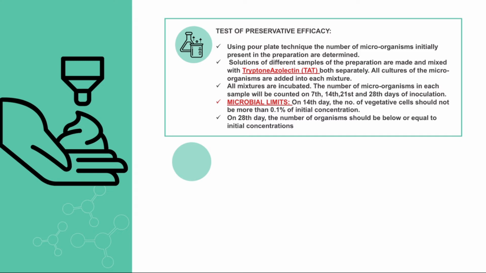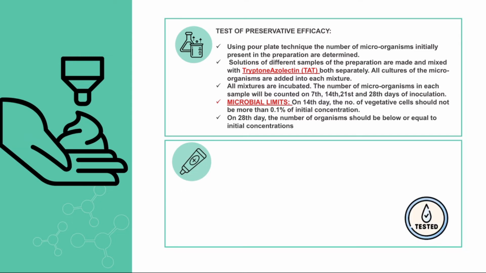It is performed by using the Bohr technique. Determine the number of initial microorganisms. The solutions of different samples are mixed with tryptone azolectin. Then add the culture of microorganism into each mixture. All mixtures are incubated. The number of microorganisms in each sample is counted on the 7th, 14th, 21st, and 28th days of inoculation. On the 14th day, the number of vegetative cells shouldn't be more than 0.1% of the initial concentration. On the 28th day, the number of organisms should be below or equal to the initial concentration.